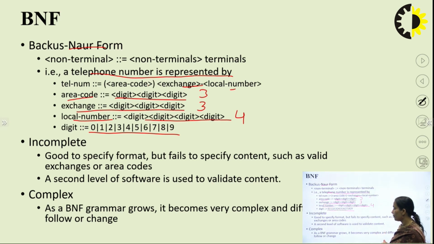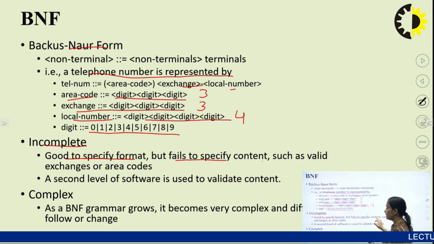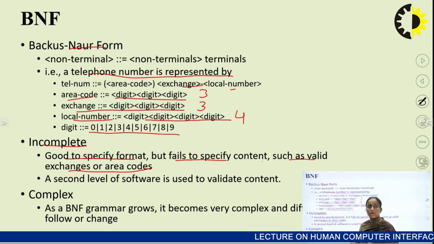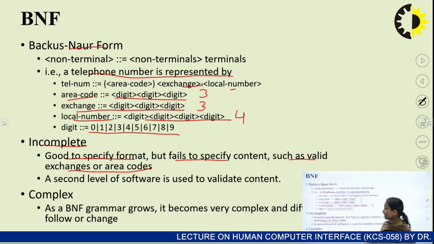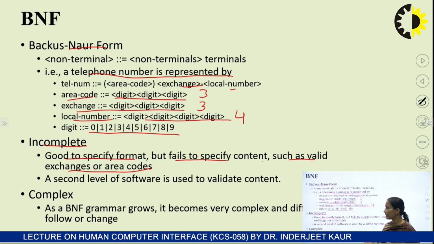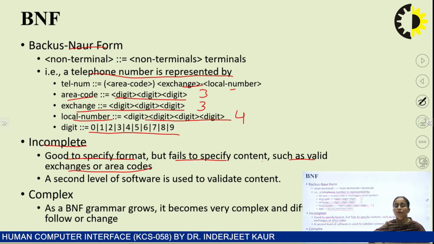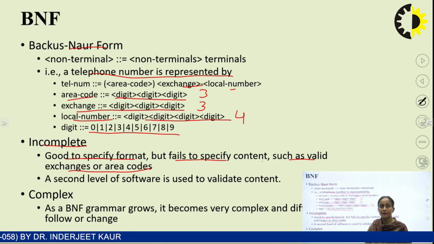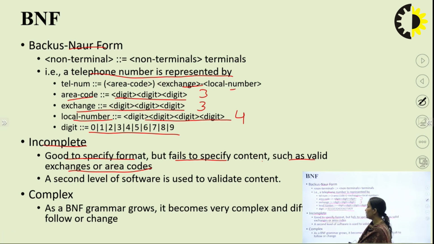So I can say how it is incomplete. It is good to specify the format, but we sometimes fail to specify the content, whether it is a valid exchange code or a valid area code, because we have simply written digit. It is a combination of area code, exchange and local number, and again they are broken into digits. So whether it is a valid exchange or a valid area code, nobody knows. So that's the drawback.